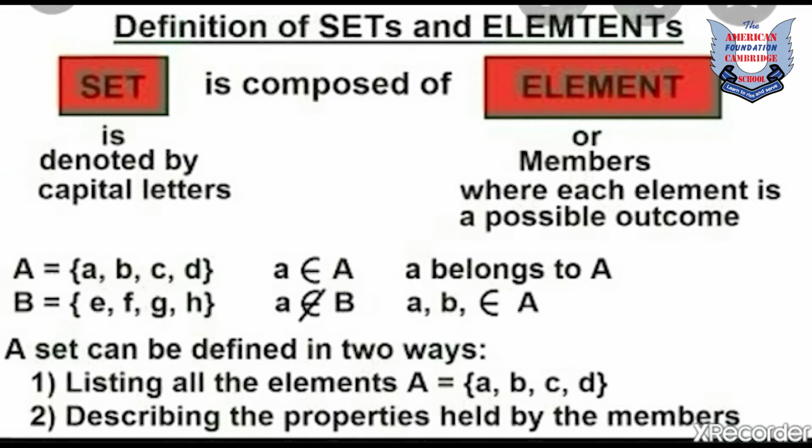Set A contains 4 letters A, B, C and D. That means letter A belongs to set A, or you can say that A is an element of set A, or letter A is a member of set A. Set B contains 4 letters E, F, G and H. That means A does not belong to set B. Only letters E, F, G and H belong to set B.